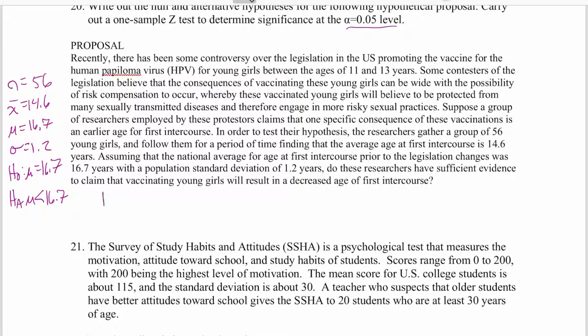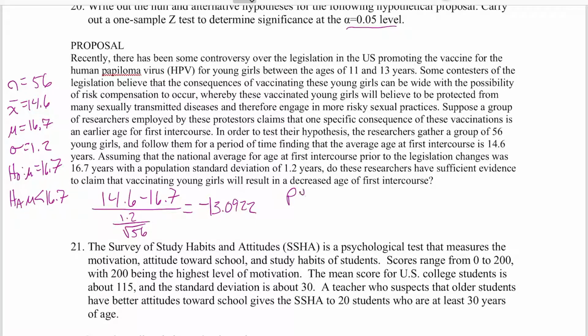And so when we set this up, it's going to be 14.6 minus 16.7 divided by 1.2 over the square root of n, which is 56. And here we're going to get our z value of negative 13.0922. Once again, anything getting around 1.92, a little over 2, is going to really show us significance in most tests here. That's going to be very low since we're doing less than, and it's going to be less than negative 3.5.